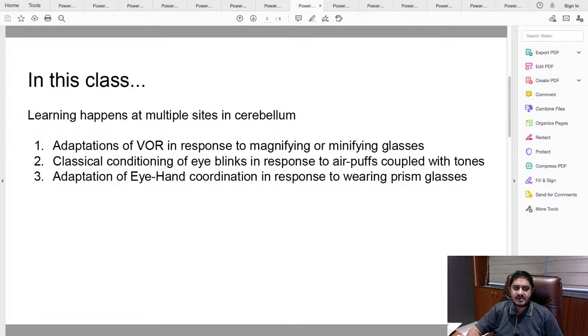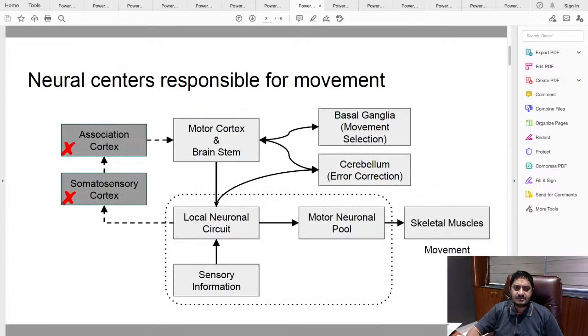We'll skip this part. And we have gone through this. I think I just suggested this. Importantly, cerebellum is believed to be responsible for error correction, motor coordination, temporal coordination, and so on and so forth. Basal ganglia is responsible for selection or gating of movements.